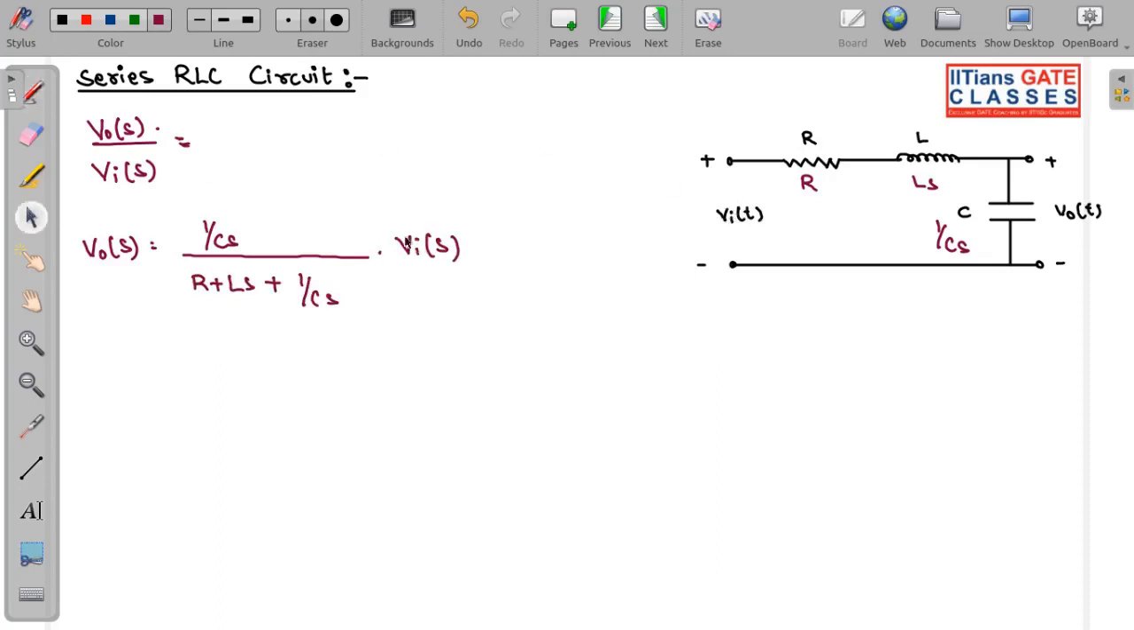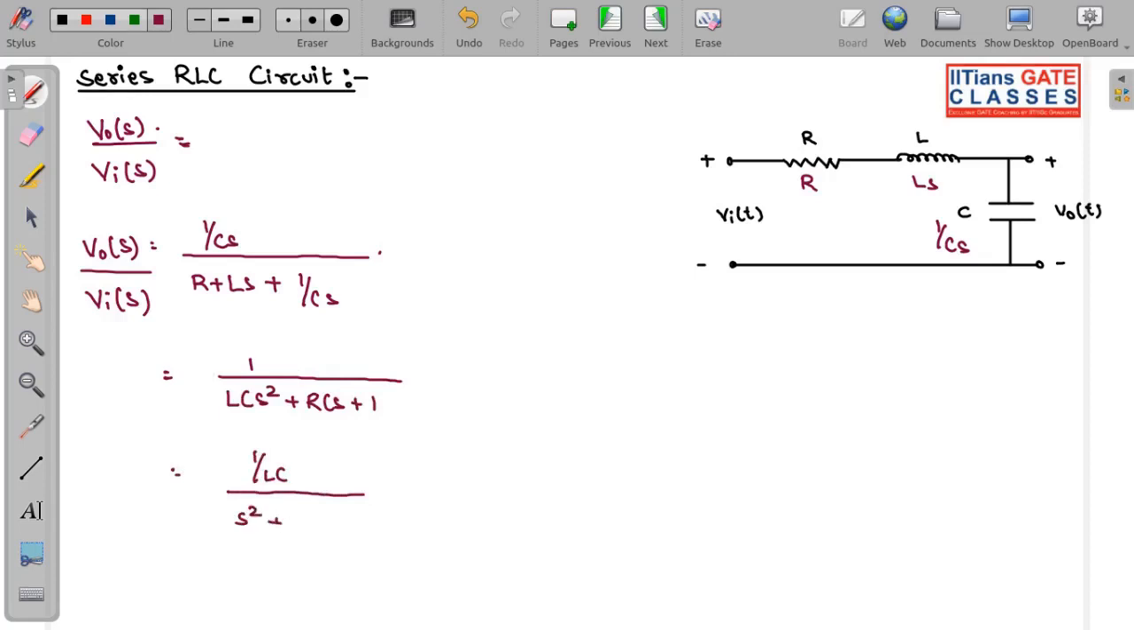So let me bring this into the denominator of the left hand side. So this is equal to this. Now let us multiply both sides with CS. So this will be 1 divided by LC S square plus RCS plus 1. So take LC common. So this will be 1 by LC divided by S square plus R by L S plus 1 by LC. So this looks kind of like a second order system. Okay, the transfer function of a second order system.